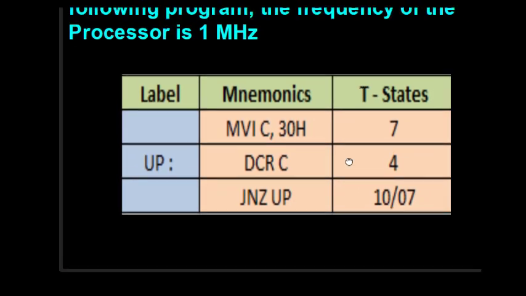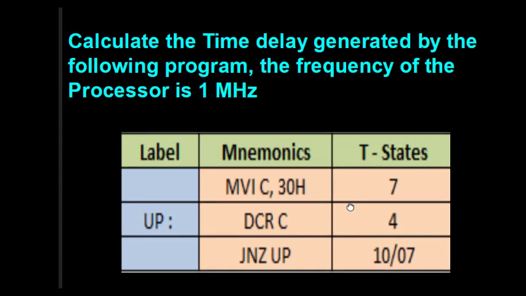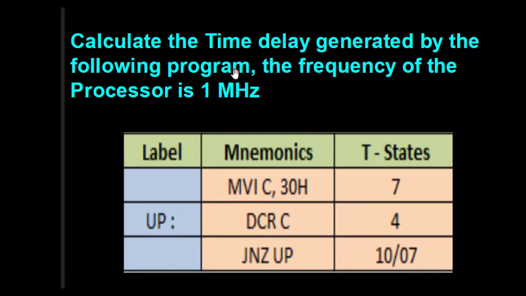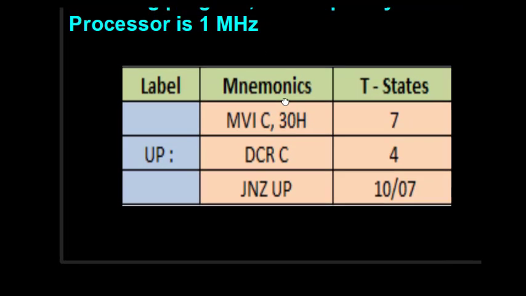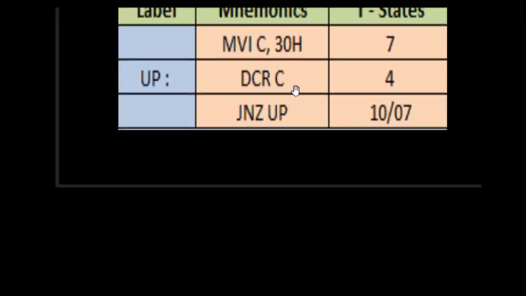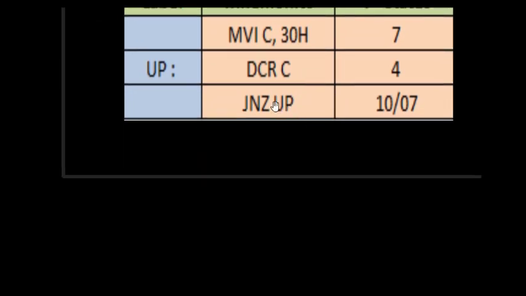So one single T state. First let us see how to calculate one T state. Now it is given that the frequency of the processor is 1 megahertz. So the very first thing is we will calculate the time period. So let us see the solution part.